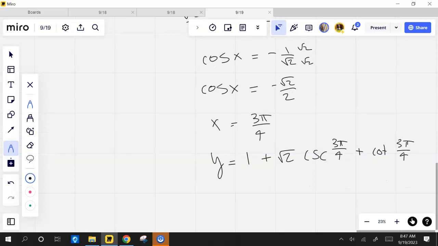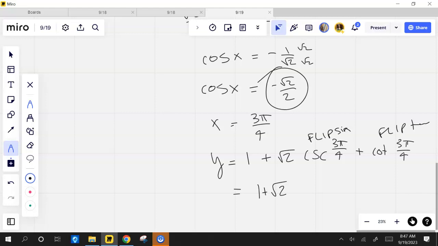We're already at 3 pi over 4. We already found that we know the cosine value, right? Because that's how we got this. So that means the sine value here, remember this is flip sine, this is flip tan. What's the sine value at 3 pi over 4? Your unit circle. 3 pi over 4. Square root 2 over 2. Now flip it.